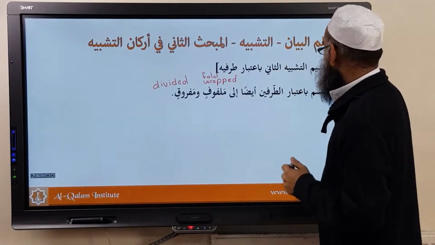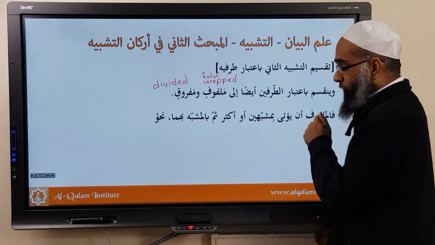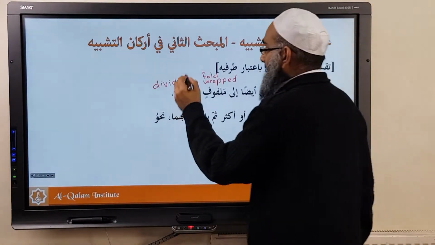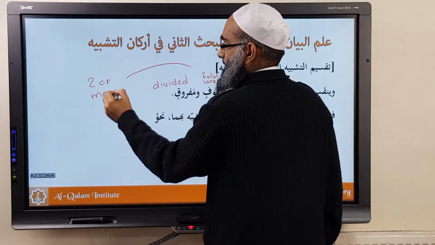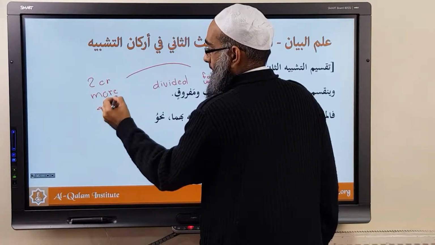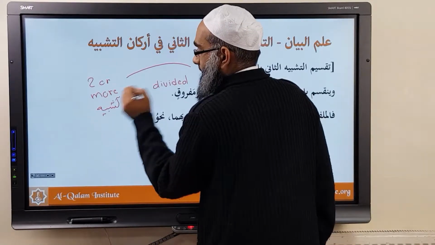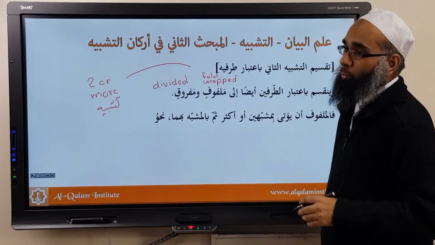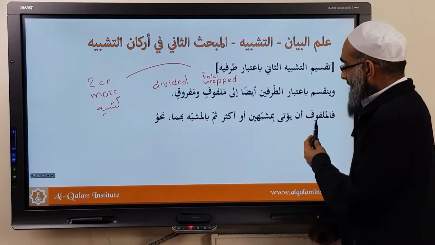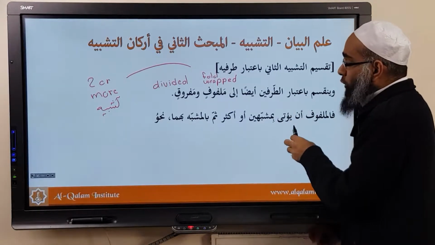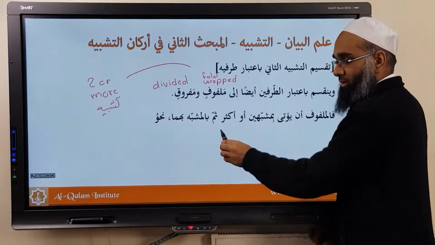Okay? So what is it saying here? فَالْمَلْفُوف. In both of these you have two or more tashbih, wrapped. Some are wrapped, some are separated, or interweaved, or some are separated. For example, look. فَالْمَلْفُوف means it's wrapped. أن يؤتى بمشبهين أو أكثر.